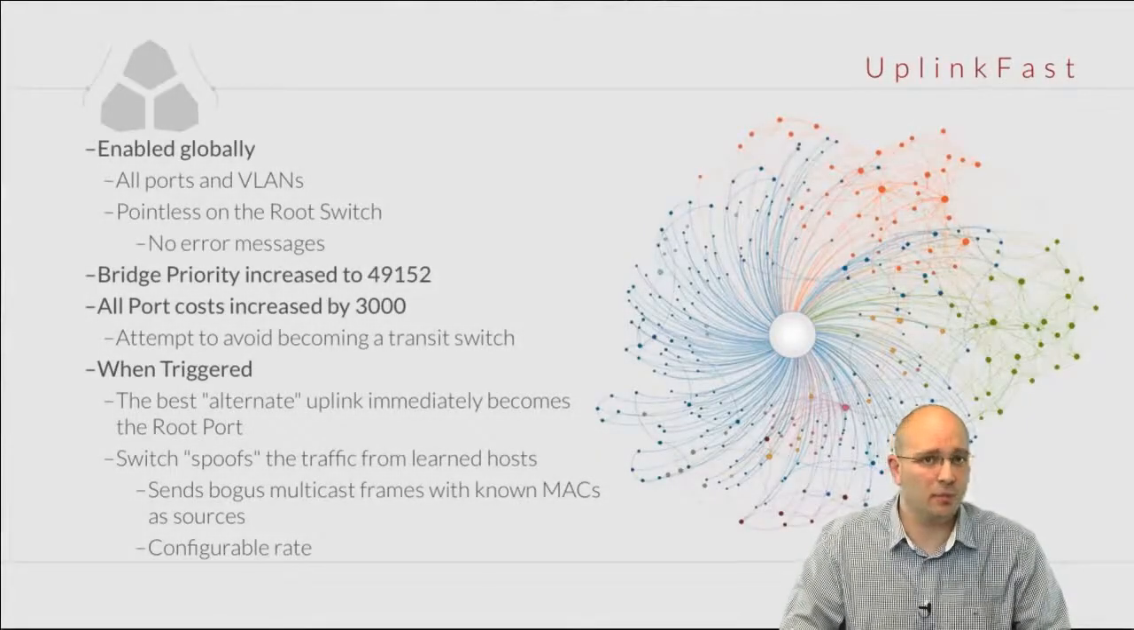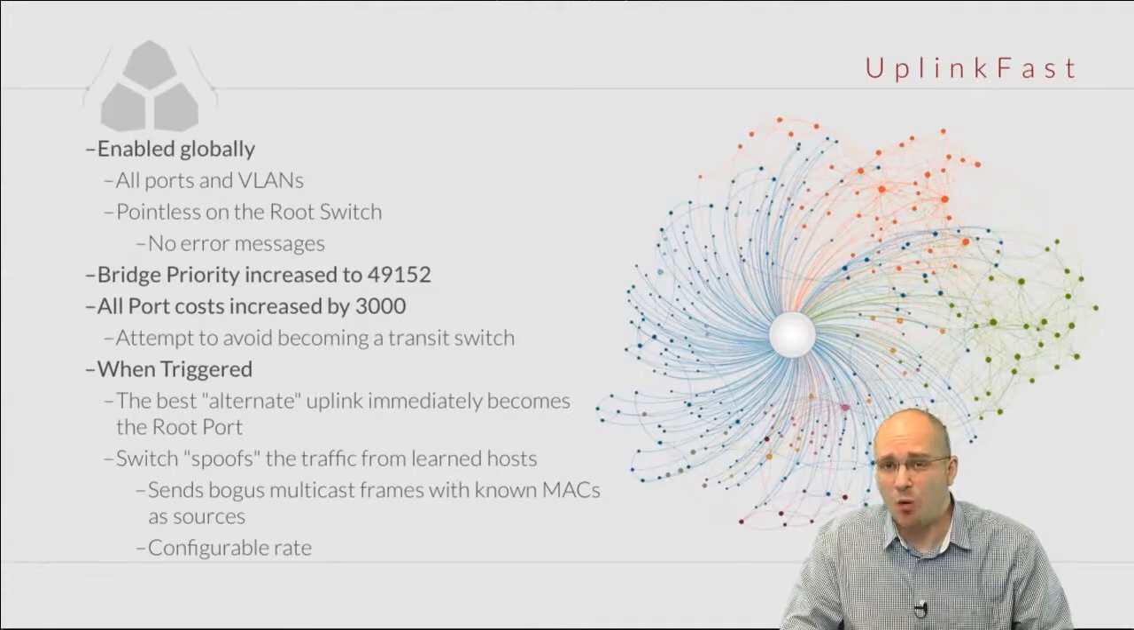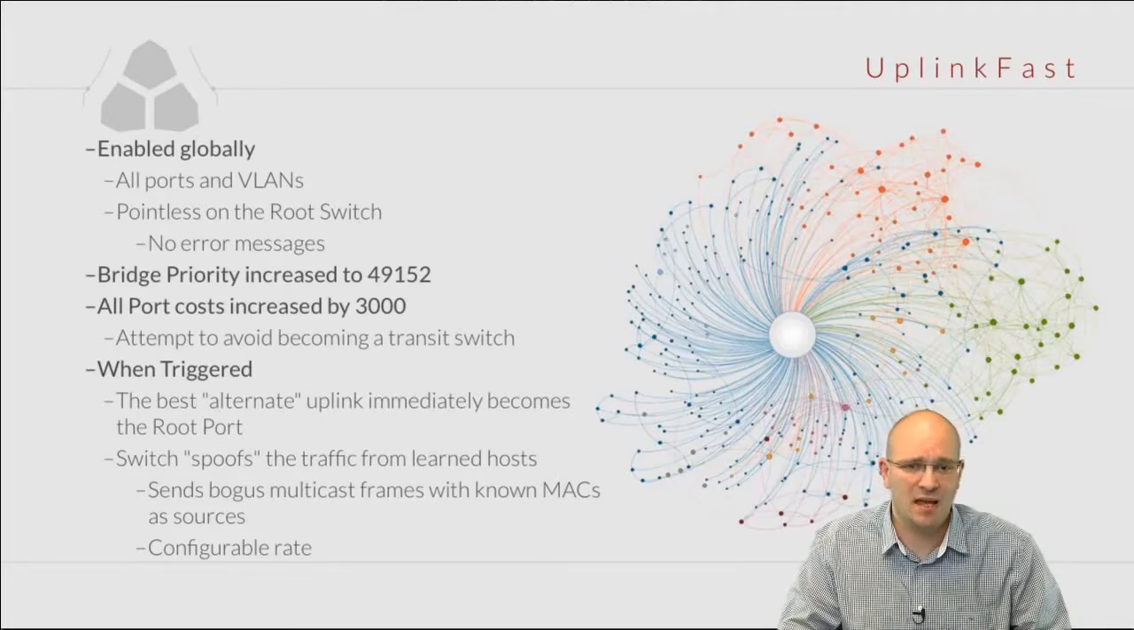Let's take a look at UplinkFast first. UplinkFast is a feature that needs to be enabled globally on the switch. When it's enabled, it is going to be enabled on all the ports and all the VLANs on the switch. I should point out that configuring UplinkFast on the root switch is completely pointless and should be avoided. Once the feature is enabled, a couple of things are going to happen on the switch.